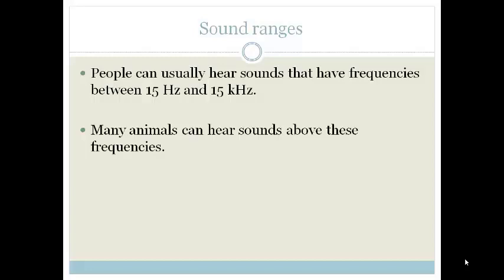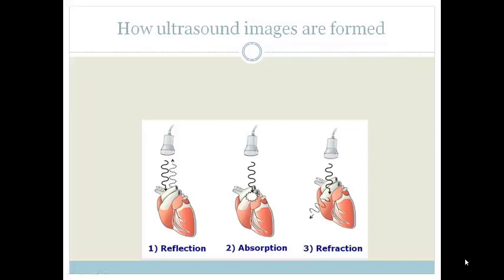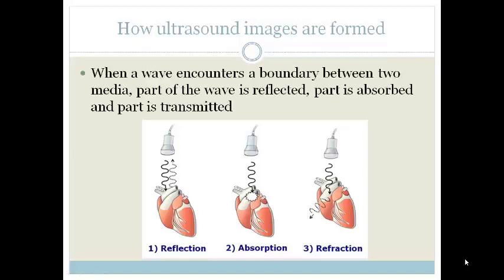Some animals can hear sounds above these frequencies, but the frequencies that we're going to be talking about today are between 20 kilohertz and 100 kilohertz. In other words, between 20,000 hertz and 100,000 hertz. So basically, we can't hear these sounds. Now, we use this ultrasound to make images, but let's just talk about how these images are formed.